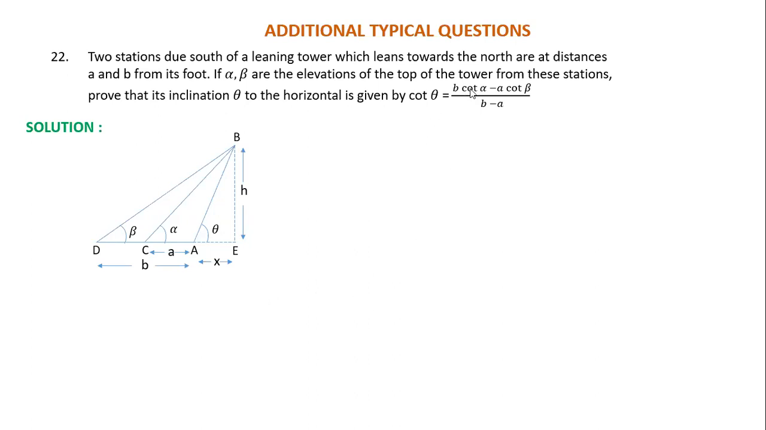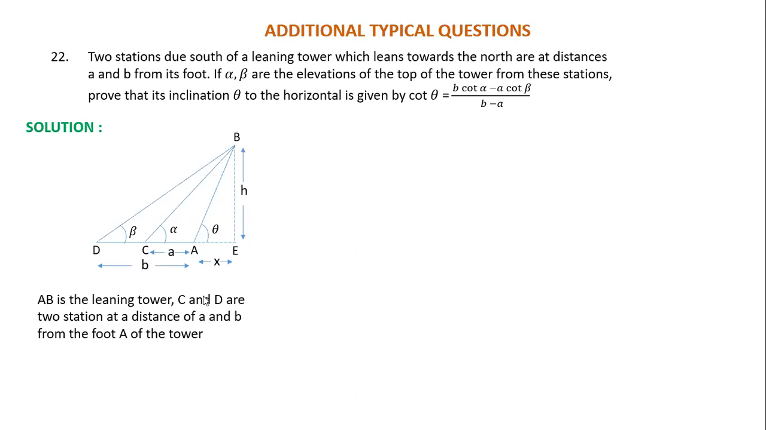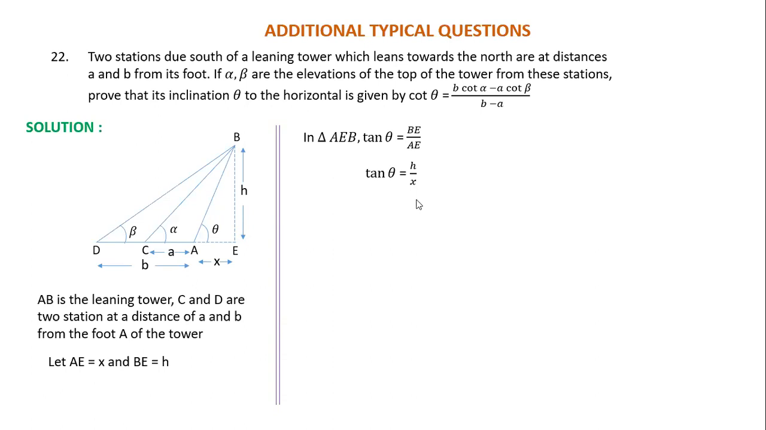Now, we want everything in cot. AB is the leaning tower. C and D are the two stations at distances of A and B from the foot A of the tower. AE is equal to X, BE is H. Now, tan theta is equal to BE upon AE, that is H upon X. Tan theta is H upon X, so X is equal to H cot theta. Let this be your first equation.